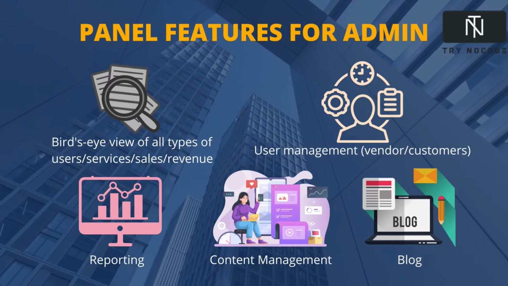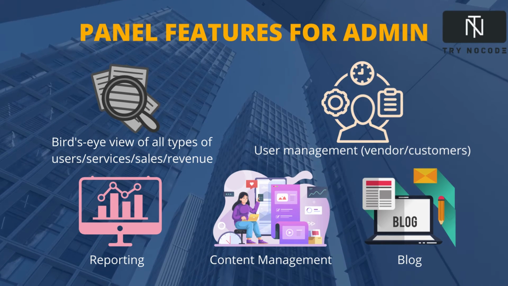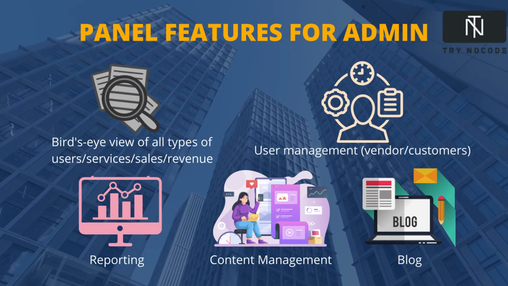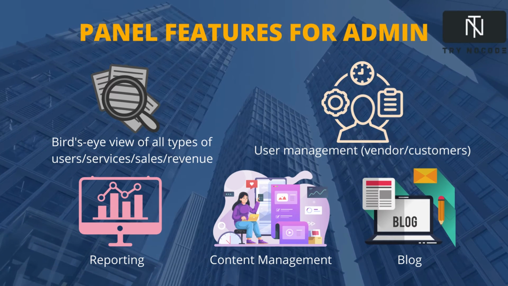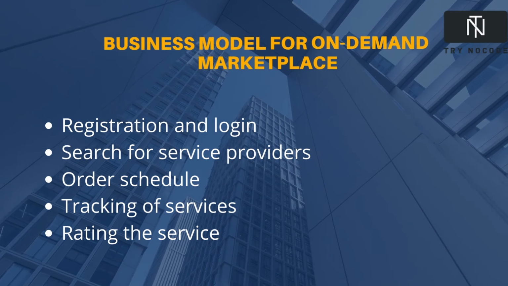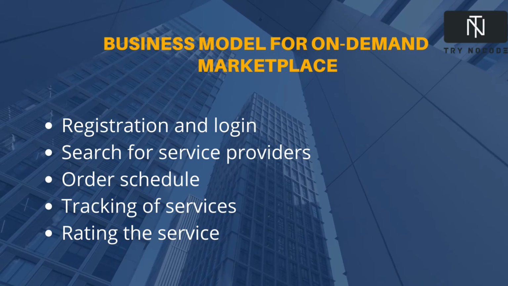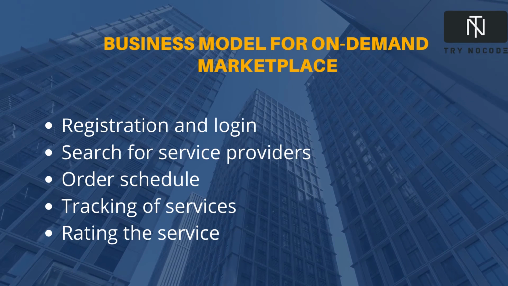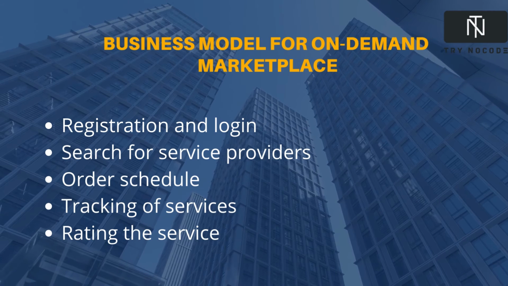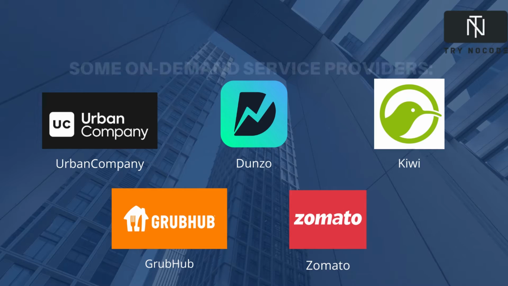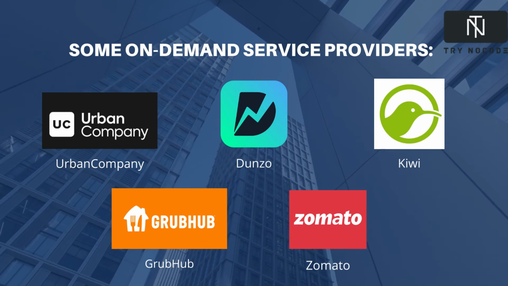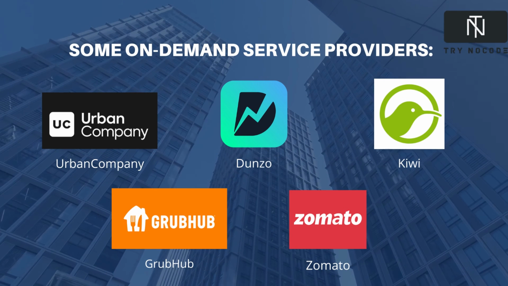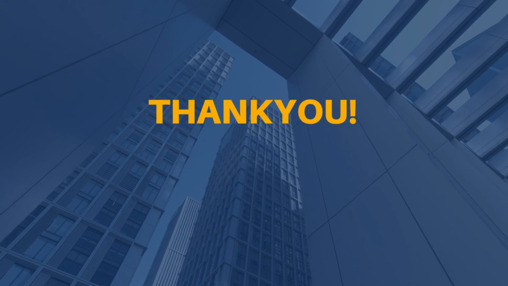Panel features for the admin include bird's eye view of all types of users, services, sales, revenue, user management, reporting, content management, and a blog. A basic on-demand marketplace model should include features like registration and login, searching for the service providers, order scheduling, tracking of the services, and rating the service. You must have heard of these popular on-demand service providers like Urban Company, Dunzo, Kiwi, Grubhub, and Zomato.